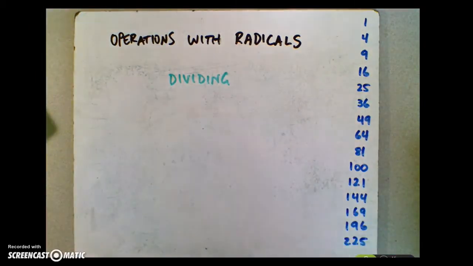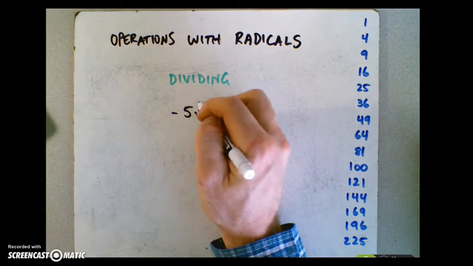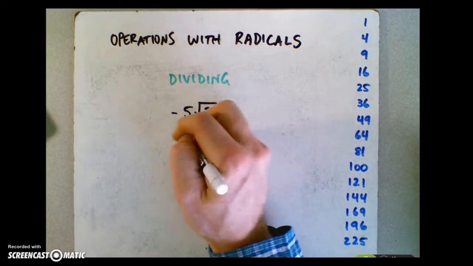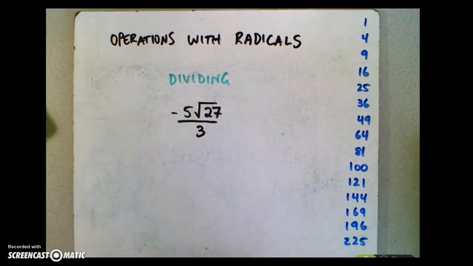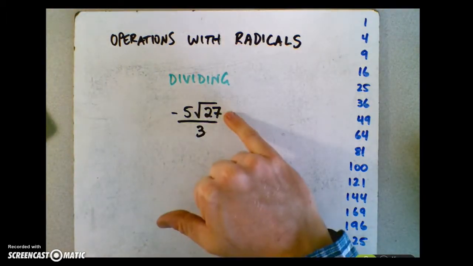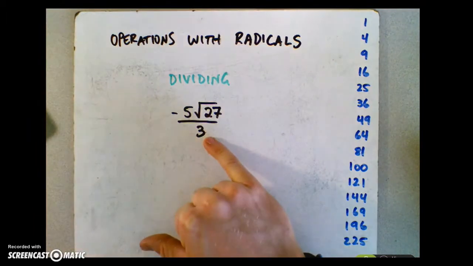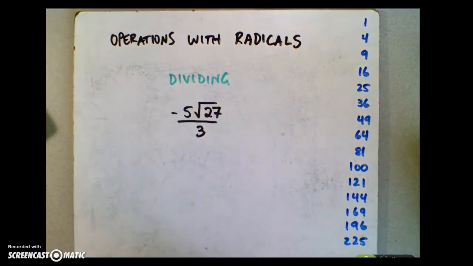So let's say I have negative 5 radical 27 over 3. All right. I can't divide 27 by 3 because the 27 is inside the radical, the 3 is not, and negative 5 doesn't reduce with 3, so I'm kind of stuck here at this point. So what I'm going to do is simplify that top.